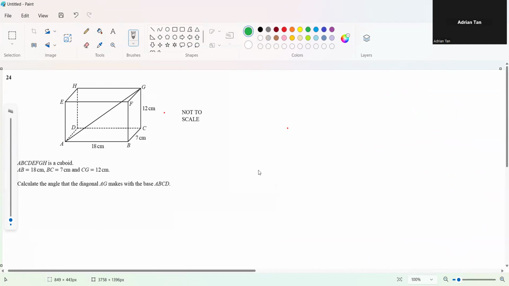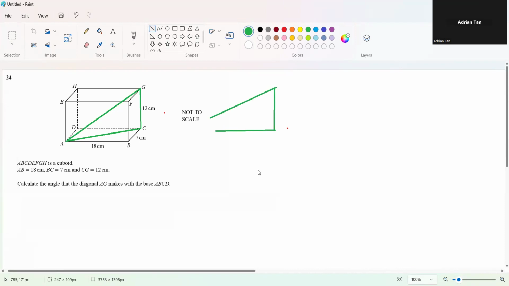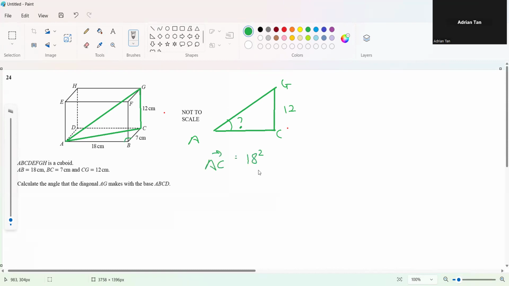So if you notice, I can draw an additional line here from A to C, just to highlight out the triangle ACG like this. So I have a triangle. If I draw it out in 2D plane here, this is ACG. This is 12, and they're looking for this angle. So from here, we can find the base AC according to Pythagoras theorem. So we have AC equals to 18 squared plus 7 squared, whole thing square root.